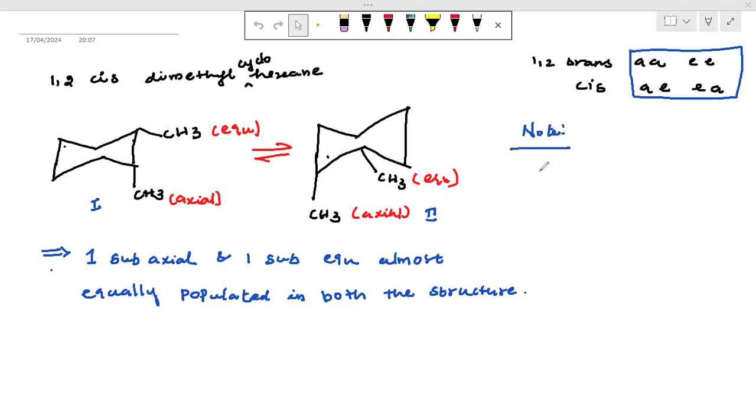Okay, so among these, how can a question be asked? Among these substituted cyclohexanes, which will be more stable? That is the 1,2 trans disubstitution in the equatorial position. Okay, 1,2 trans dimethyl cyclohexane will be the more stable.